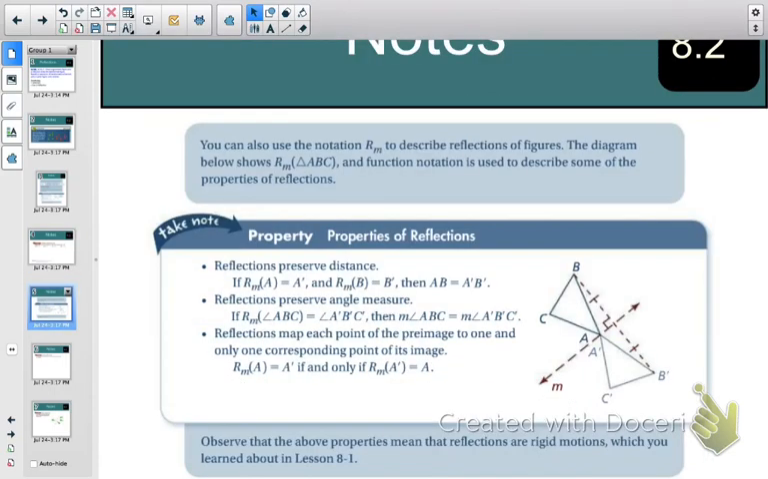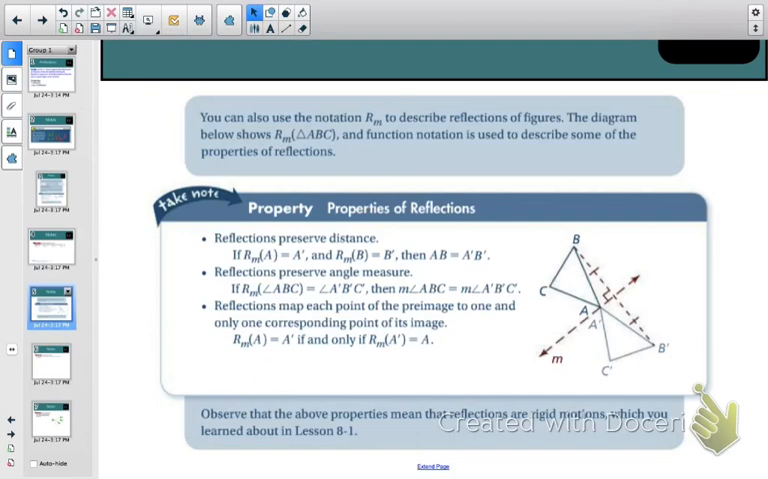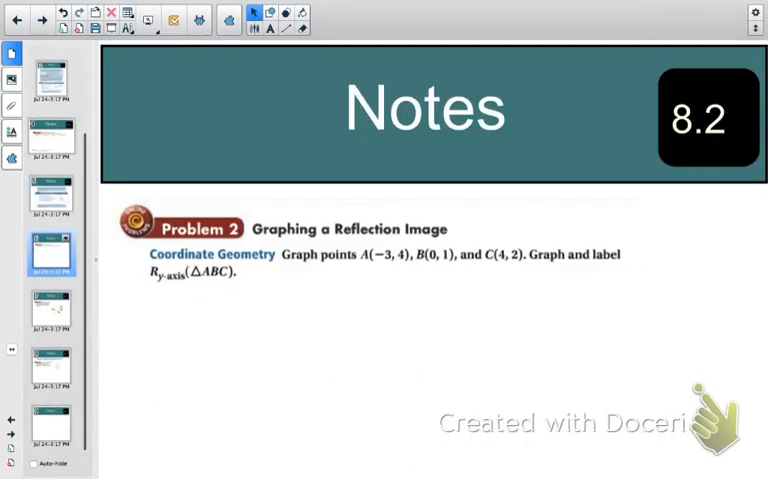Okay. You can also use the notation R subscript M to describe reflections of figures. Okay, so this is if M is just the name of the line, so essentially the same thing. So reflections preserve distance, that means all of the lengths of the sides are going to be the same. They also preserve angle measure, so all the angles stay the same. And reflections map each point of the pre-image to one and only one corresponding image. So there's only one other point that it can go to. That's basically what that's saying. Okay, so this means that all reflections are also rigid motions. So translations and reflections, both rigid motions.